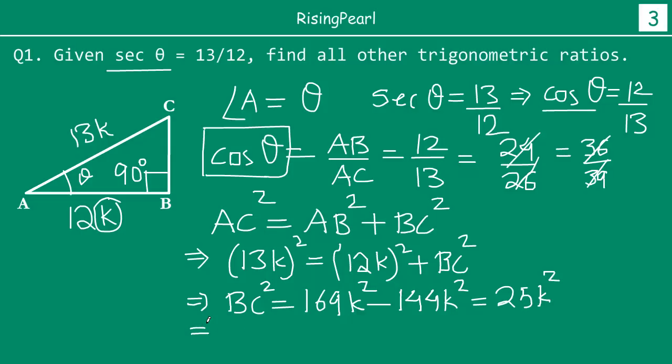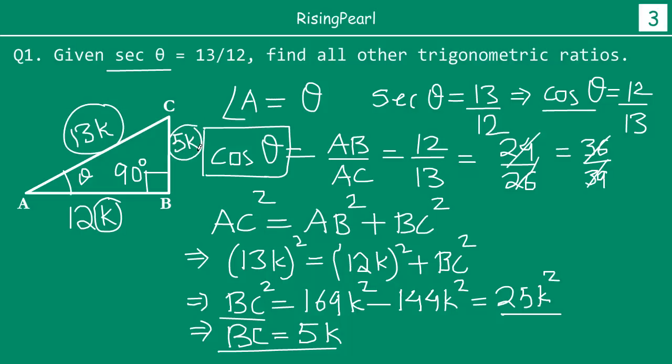So from here, BC, we will take the square root of both sides. BC will be equal to plus 5k. Because the minus 5k doesn't make sense, because BC is the length of a side of a triangle. It cannot have a negative value. So BC is equal to 5k. So this length is equal to 5k. Now that I have three sides of a triangle, albeit expressed in terms of k, which is a positive number, I can find all of my ratios.